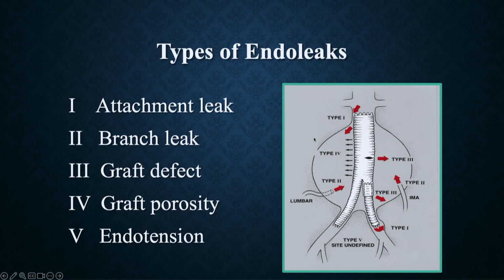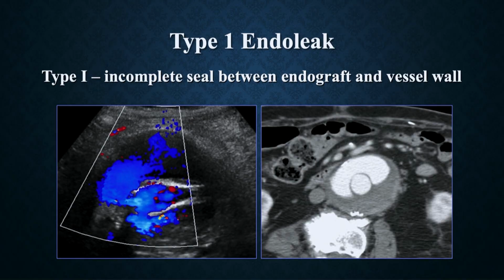And here are the different types, which I know you're familiar with. The type 1 is when there's a leak from either end of the graft, either the proximal anastomosis or distally. Type 2 is when the branches bring retrograde blood flow back into the sac, typically either from lumbar arteries or the inferior mesenteric artery. Type 3 is when there's a defect or a hole in the graft and blood comes out of the graft and fills the aneurysm sac. Those are the types that we look for.